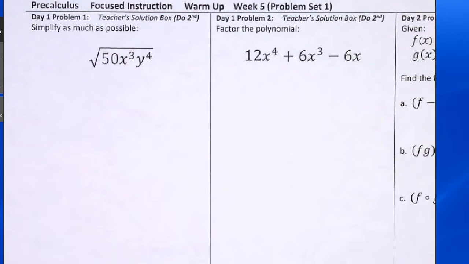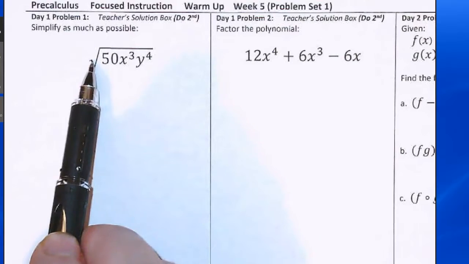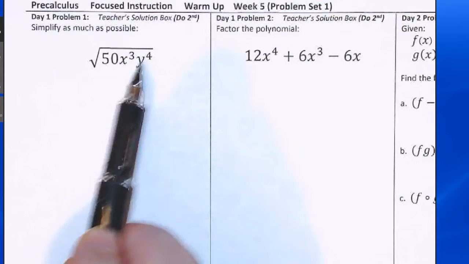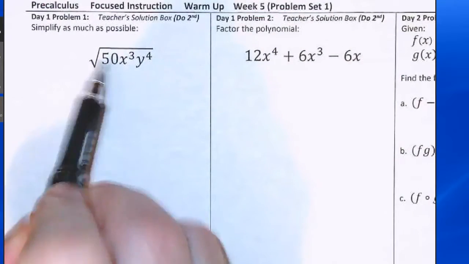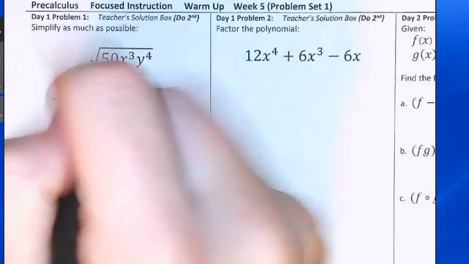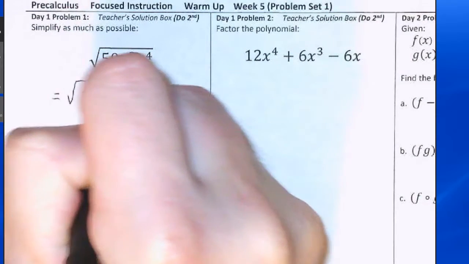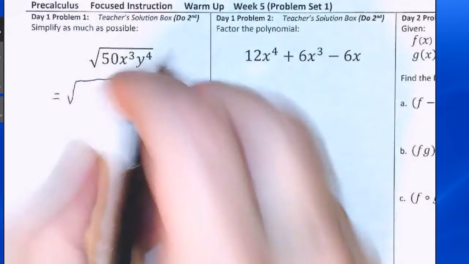Here's the solution for day one, problem one. Simplify as much as possible. We have the square root of 50x cubed y to the fourth power. 50 is not a perfect square, but it can be factored using a perfect square. So let's rewrite this square root expression.